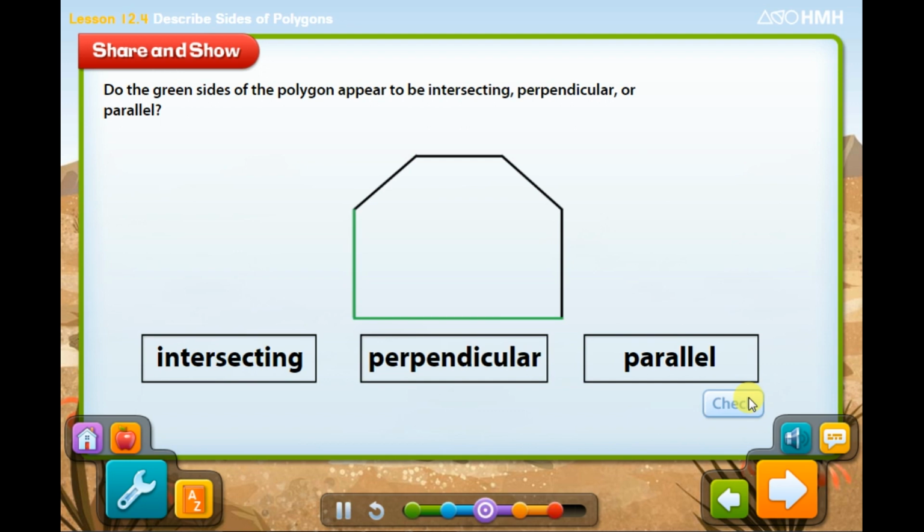What about this pair of green sides? Select all the words that describe them. The two lines are meeting in one point, and they are making the shape of a square here. It makes a right angle between the two lines. So this means the two lines are perpendicular. These line segments are both intersecting and perpendicular. They're intersecting because they form an angle where they meet. Because the angle formed is a right angle, they're also perpendicular.